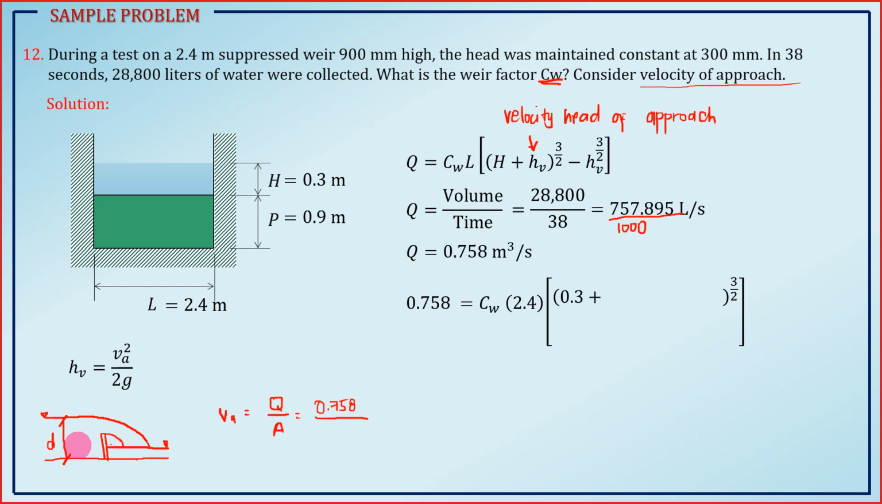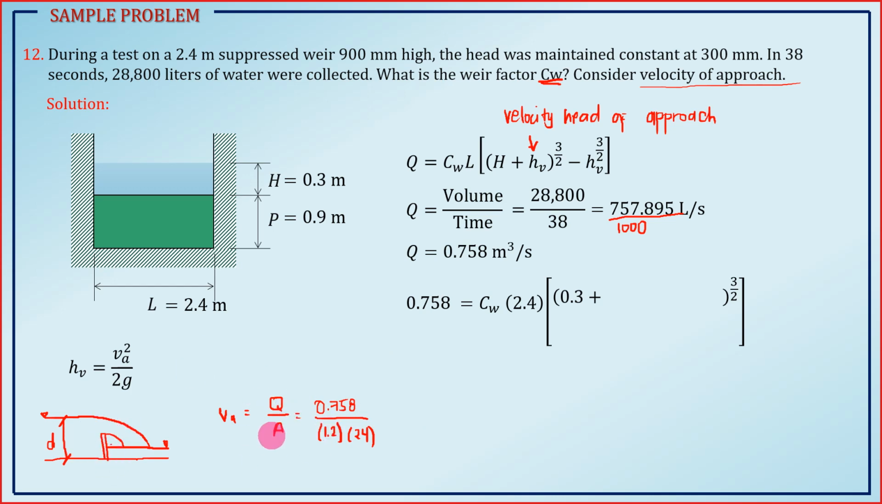The D, what is our D? That is H plus P, which is 0.3 plus 0.9. So, 1.2. Right? Then our L is given as 2.4. That is our velocity of approach. So, it happens before there is a weir.